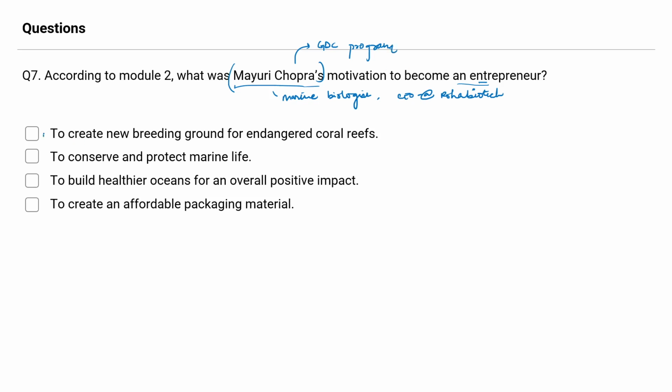Options are to create a new breeding ground for endangered coral reefs, to conserve and protect marine life, to build healthier oceans for overall positive impact, to create an affordable packaging material. Okay, create a new breeding ground for endangered coral reefs, conserve and protect the marine life, build healthier oceans.